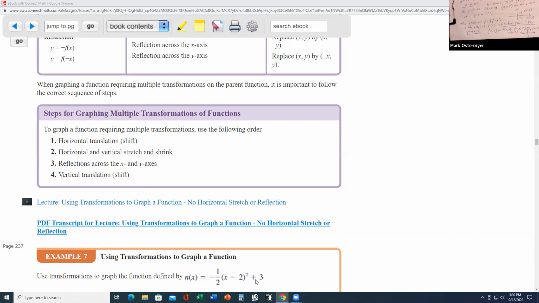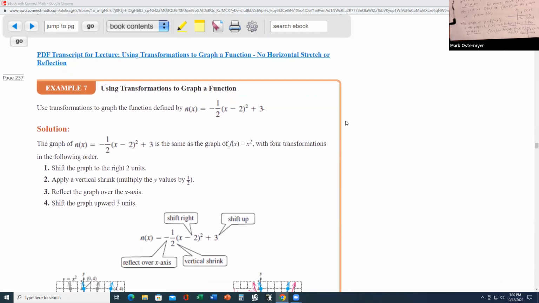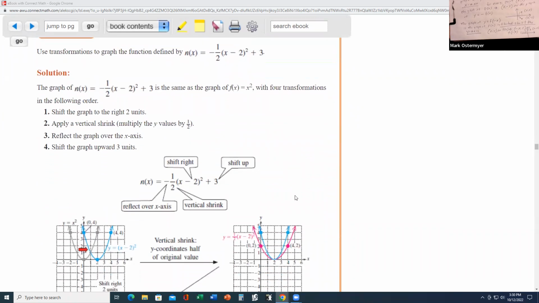That means the function f of x's graph has been shifted upwards 3 units. Okay, so let's take a look here. This is really something nice your author has done here, ladies and gentlemen.